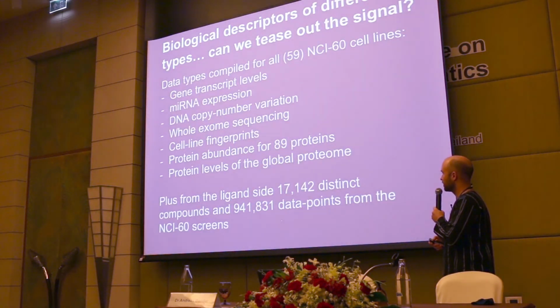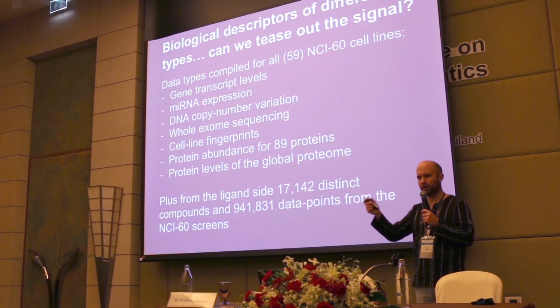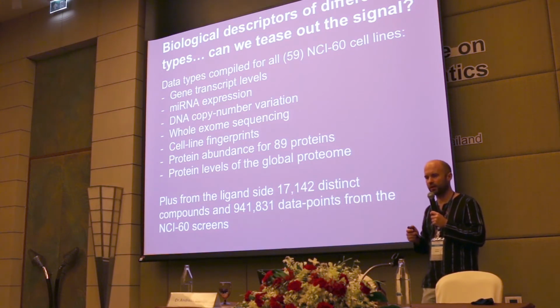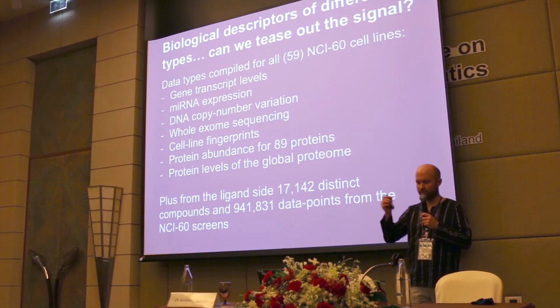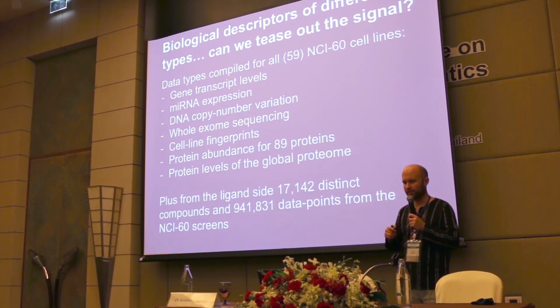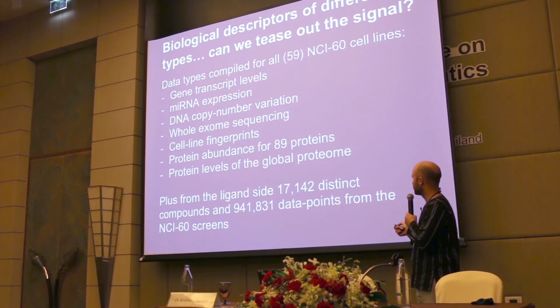And from the biological side, we had quite a variety of information available for all 59 NCI60 cell lines. That ranged from gene transcript levels to miRNA expression, copy number variations, also transcriptome, also transporter expression, and so on. And so we tried to integrate that. It was a total of 17,000 compounds, close to 2 million data points.